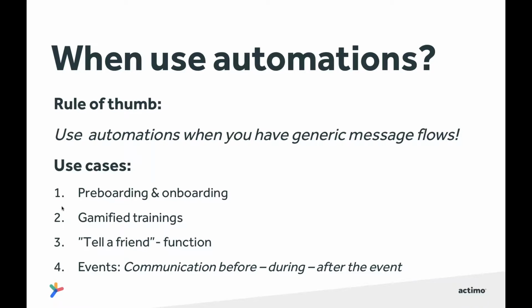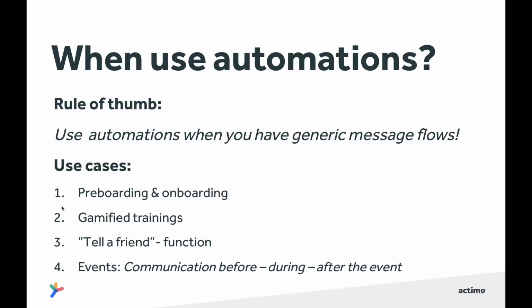The third use case I would like to emphasize is the tell a friend function. We all know the value of word of mouth, where you can use your network or your audience to engage their audience on their network. You can trigger an automation based on how you sign up a new colleague or a new friend.